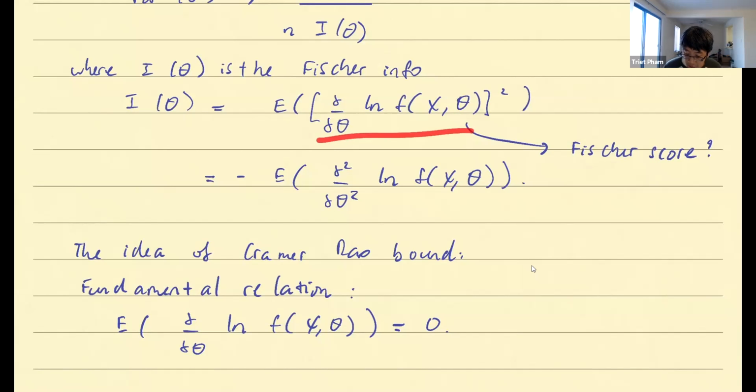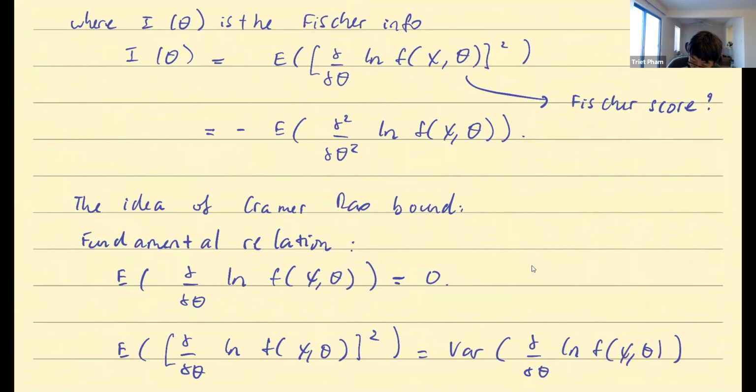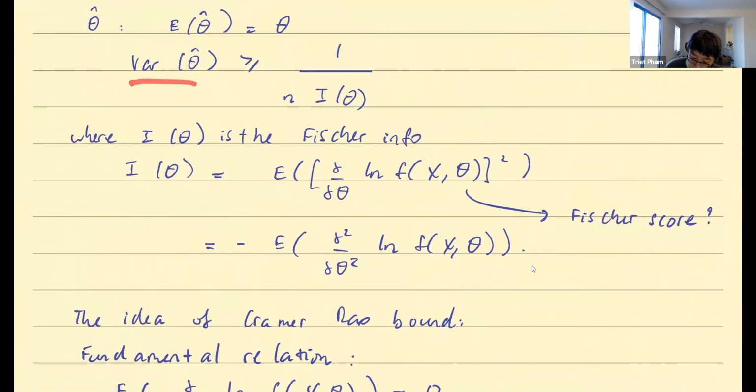So anyway, this Fisher score has mean 0. Therefore, of course, the second moment would be the variance. And of course, we call that the Fisher information. So the Fisher information is nothing but the variance of the Fisher score. And so when you look at this, the Cramer-Rao lower bound is not that mysterious, because it relates a variance of something with a variance of something else. It relates the variance of the estimator with the variance of the Fisher score.